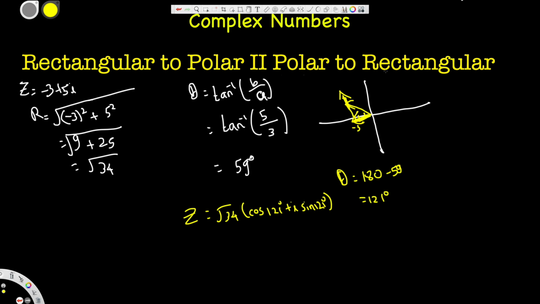Now let's look at some other examples. Let's say we are given a complex number like this.